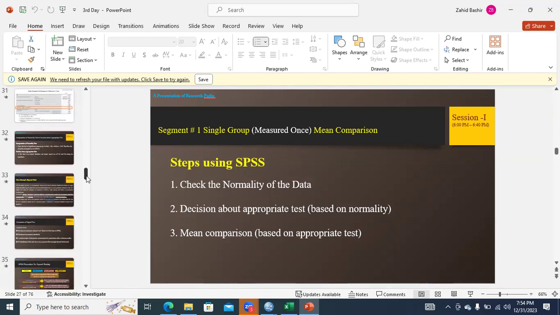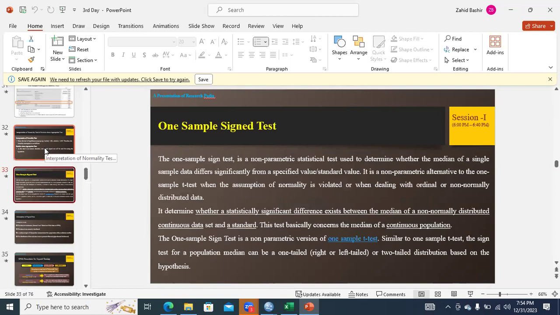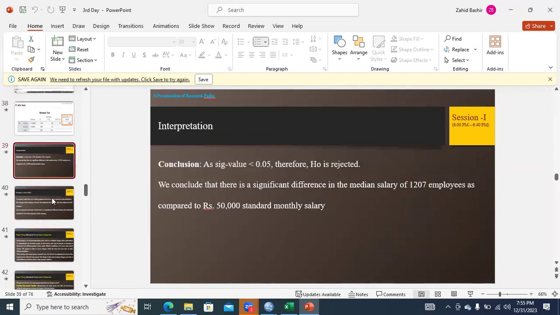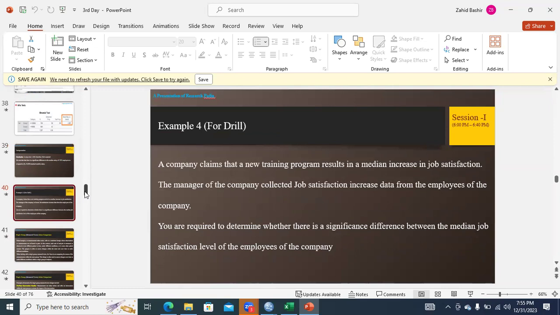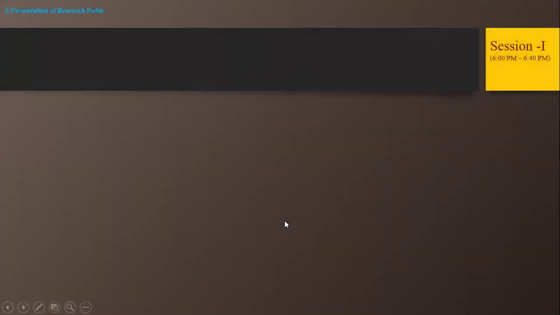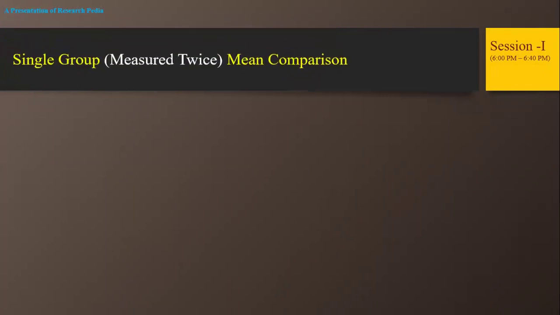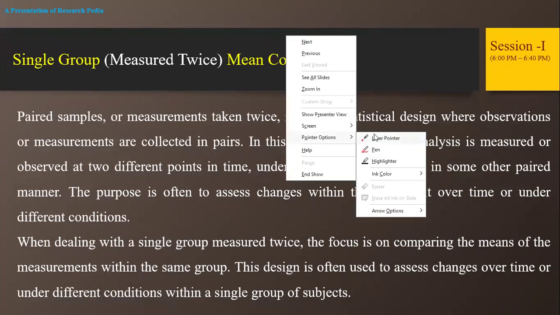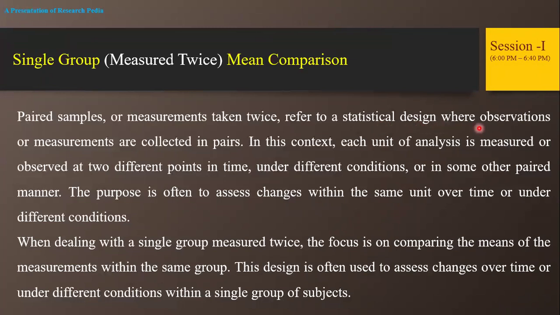So next we have discussed the one sample sign test also as example 3 and 4. So we are moving towards the measure twice concept. This is the concept. First I will let you know what it means, and how we can use it in our current scenario. So paired sample or measurement taken twice refers to a statistical design where observations or measurements are collected in pairs.